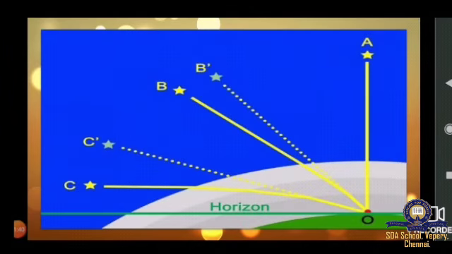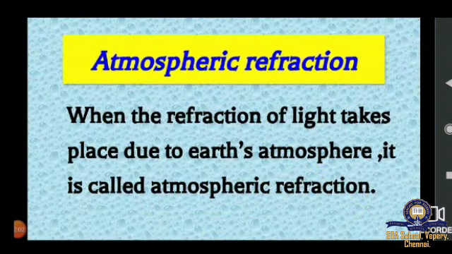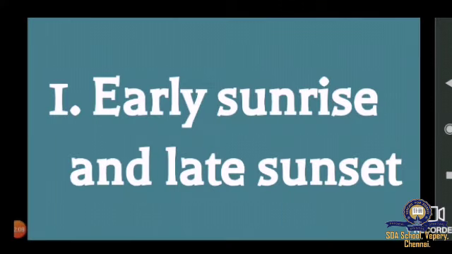This results in many beautiful phenomena like the twinkling of stars. When the light falls on the layers, it is bent at many points. That's why we are able to see the twinkling of stars. We will see this clearly in the upcoming slides. So what is atmospheric refraction? When refraction of light takes place in the Earth's atmosphere, it is called atmospheric refraction.